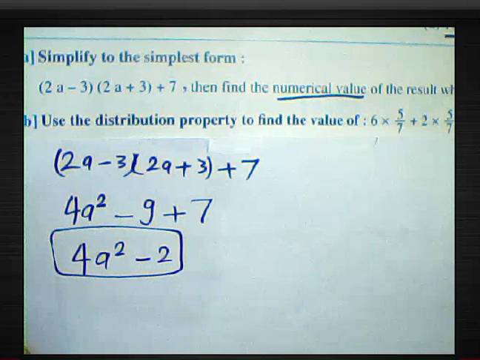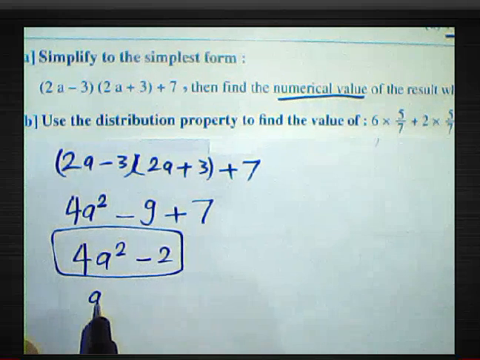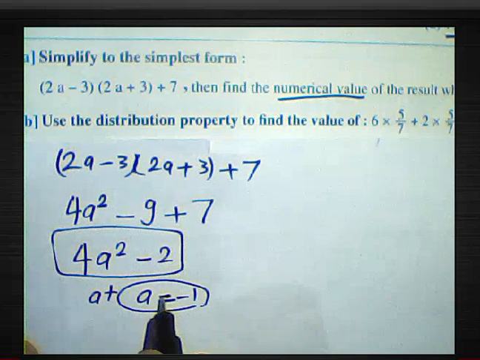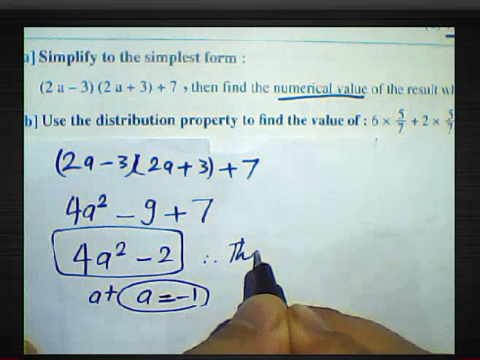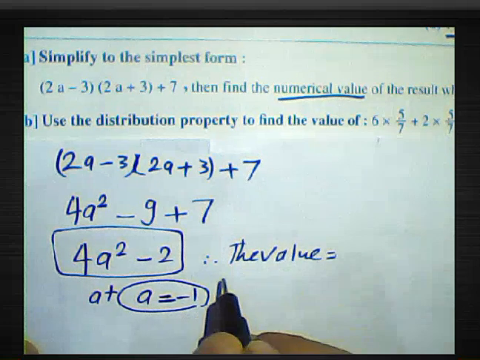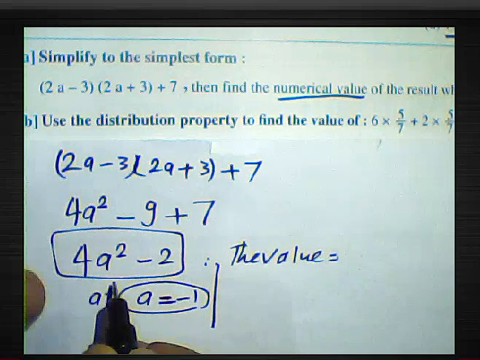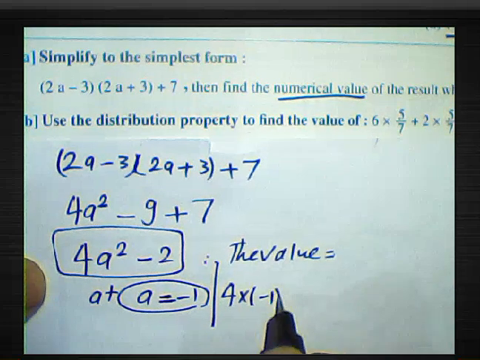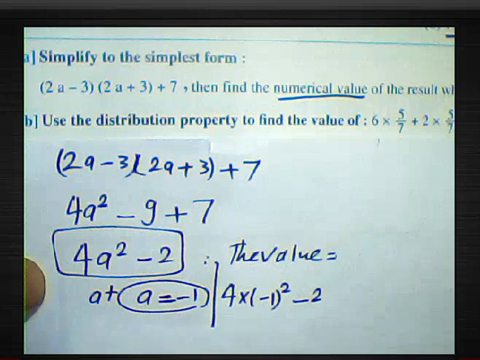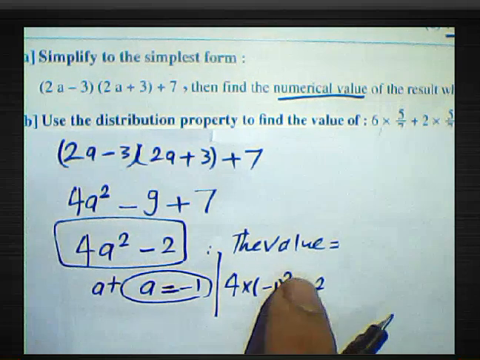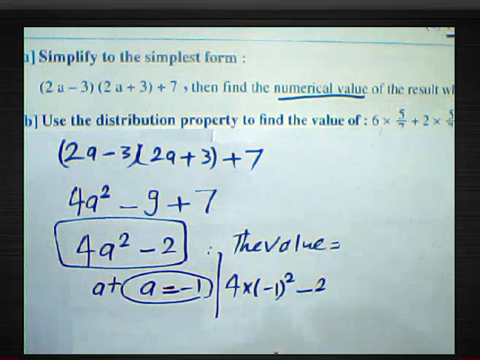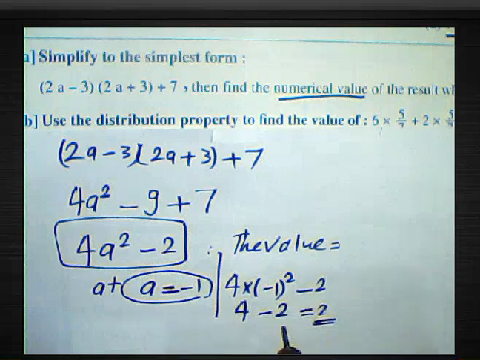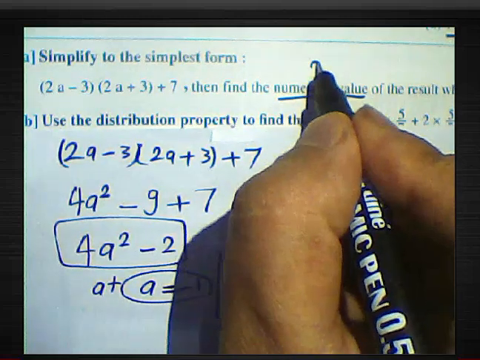And then we can find the numerical value at a equals negative 1. Put negative 1 in place of a, then you can write 4 multiplied by negative 1 power 2, minus 2. We know negative 1 power 2 equals 1. 1 times 4 equals 4. So we write 4 minus 2 equals 2. Then the result will be 2 for this example. Then the numerical value will be 2.